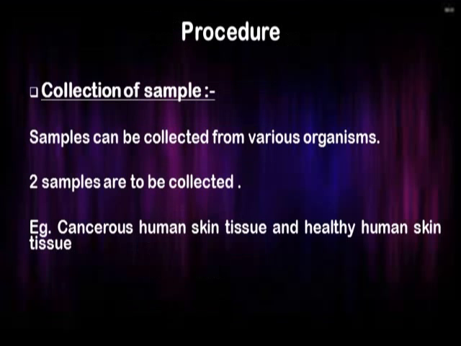Now we'll go directly into the procedure. The first step of the procedure is collection of the sample. When you collect samples, we need to collect them from two different sources. One should be the cancerous one, and the other should be the healthy cell. An example is where we collect cancerous human skin tissue and healthy human skin tissue. Now we have this sample.